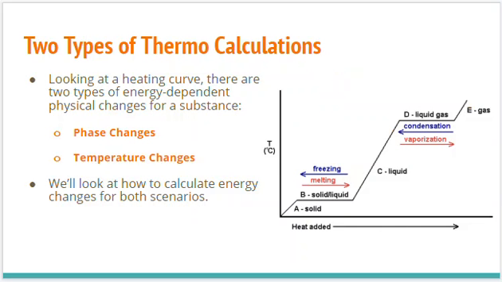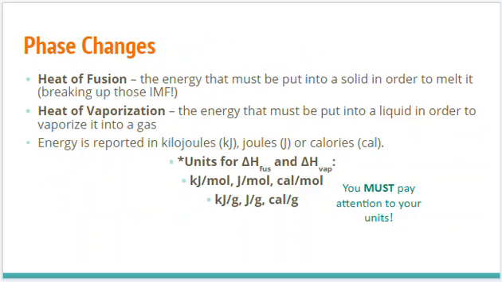So if we're looking at our heating curve, we have two types of energy dependent physical changes for each substance. That is our freezing and melting versus our condensing and vaporizing. And those phase changes are going to constitute one type of equation. And then we have our temperature changes. And as the temperature changes, that is a different type of calculation we'll have to look at. So first up, we will look at phase changes.